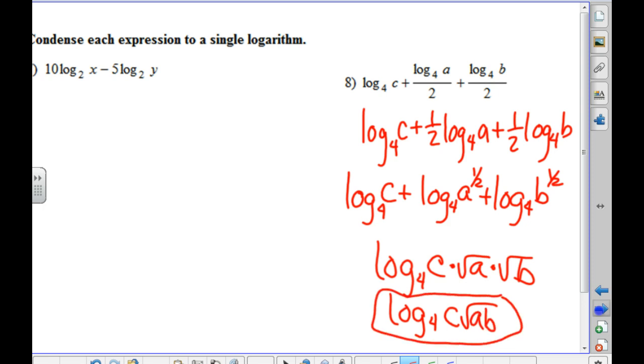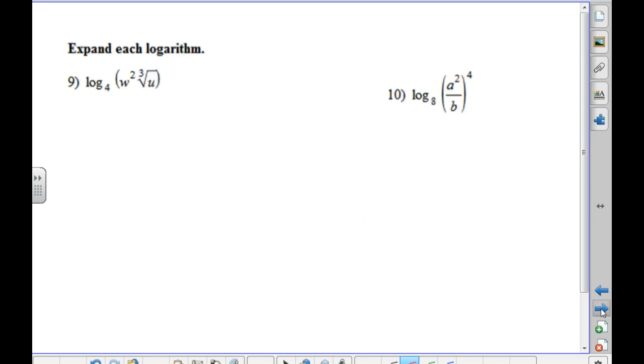All right, so there's number 8. Okay, everybody good? Expanding, this one is a little tricky. Do you want to try 10? There's 2 different ways you could write that one. What do you want to do first? Put the 4 out front. Anybody else? What do you want to do next?